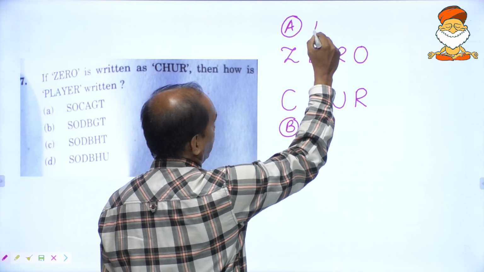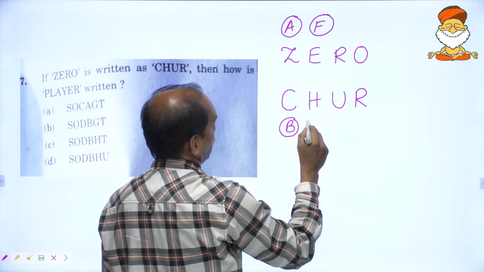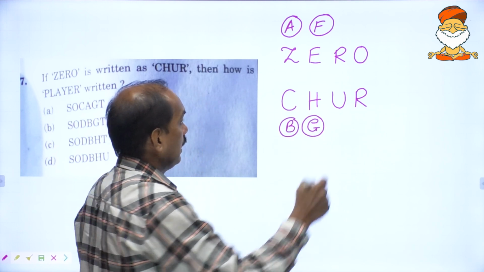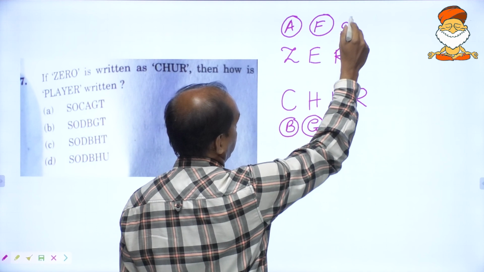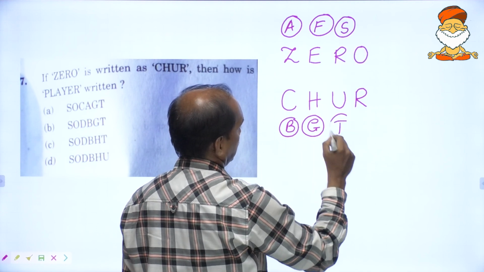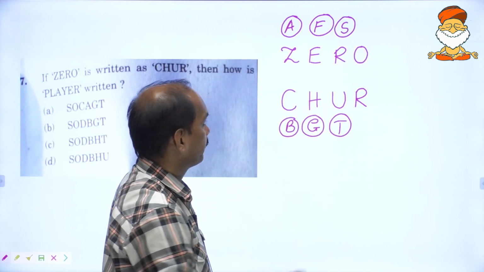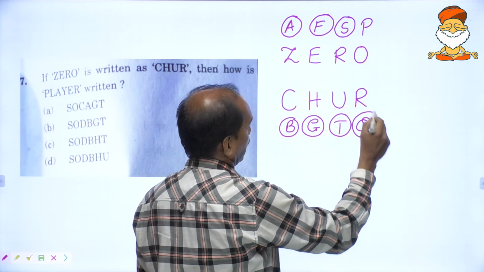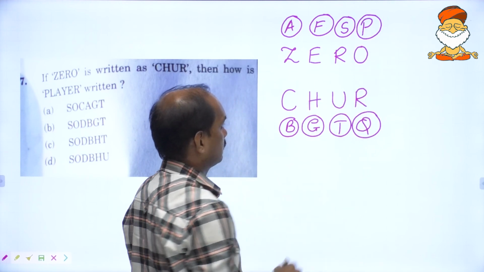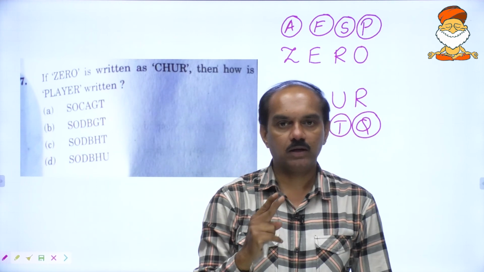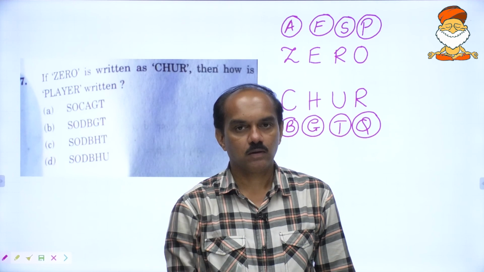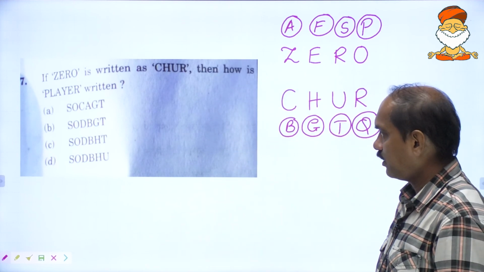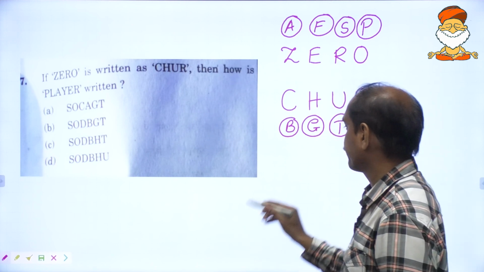After E, he has jumped F and G, he has written H. After R, he has jumped S and T, he has written U. After O, he has skipped P and Q and written R. Meaning in between, you will have to skip 2 alphabets. That is the only logic, and the logic is very, very simple here.